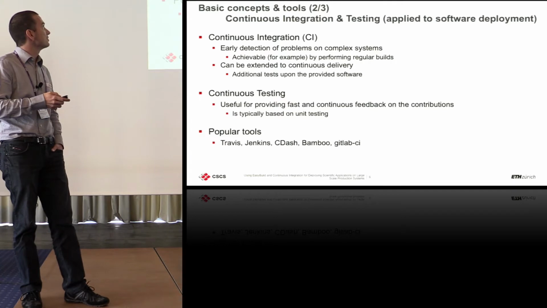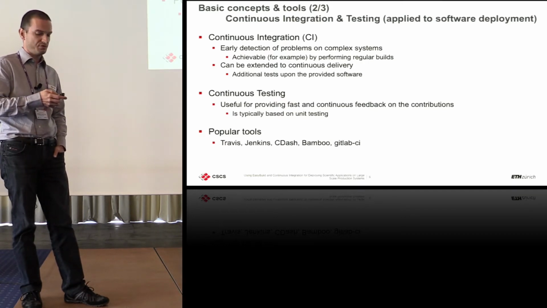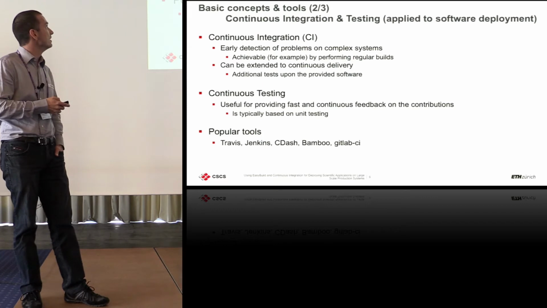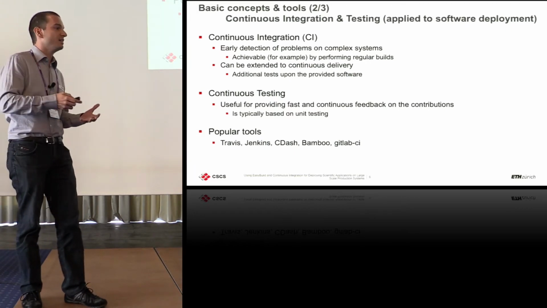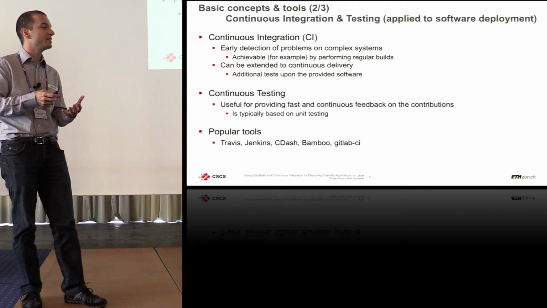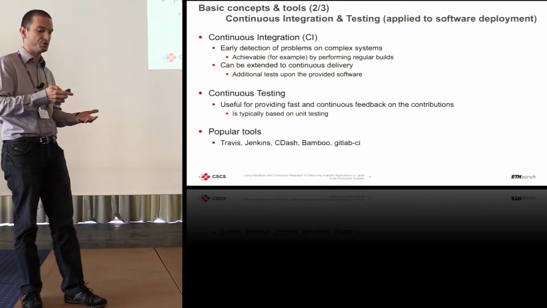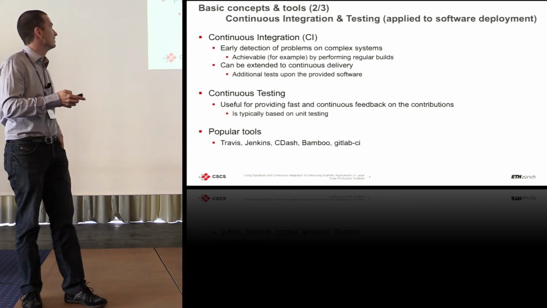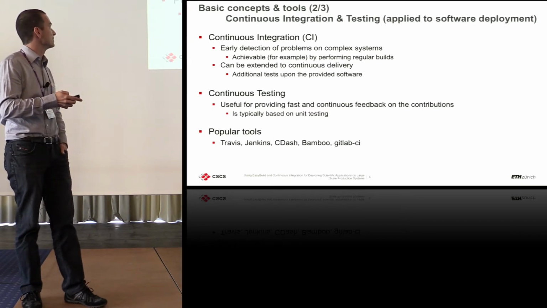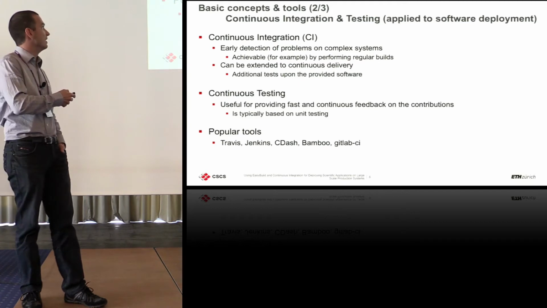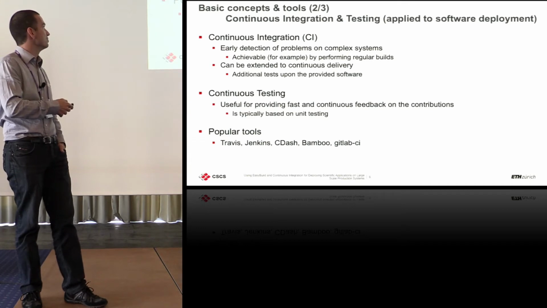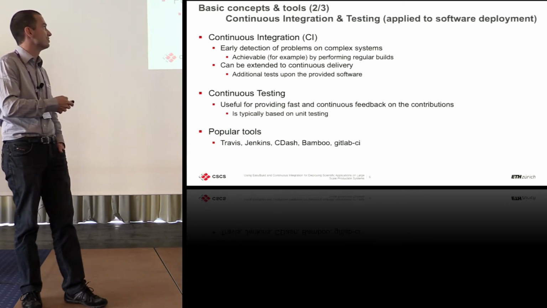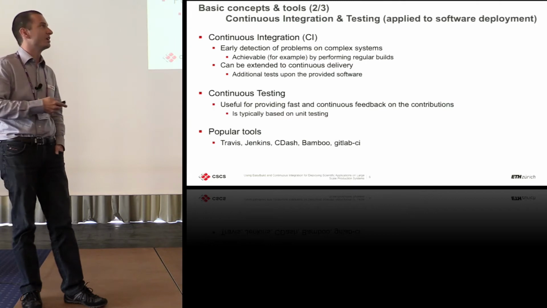So continuous testing is useful for the same reasons, that we have early feedback if you have problems, and also whenever you're testing a new contribution with continuous testing, you can quickly know if our contribution is working or not with the current system. So here I just put a list of popular tools that you can use for that. At CSCS, we use Jenkins, but you could use Travis, CDash, Bamboo, or GitLab CI.